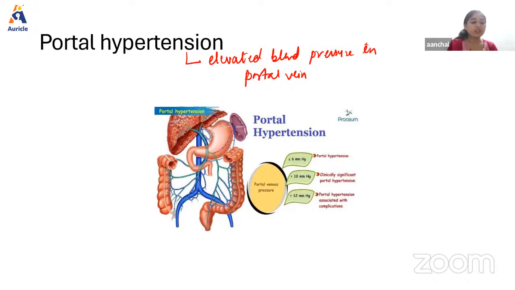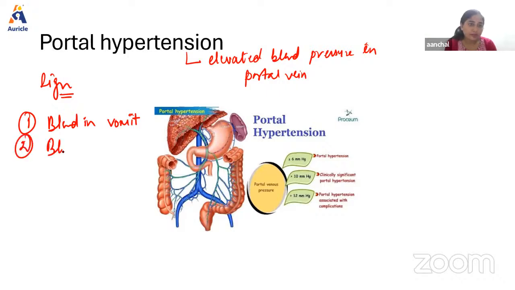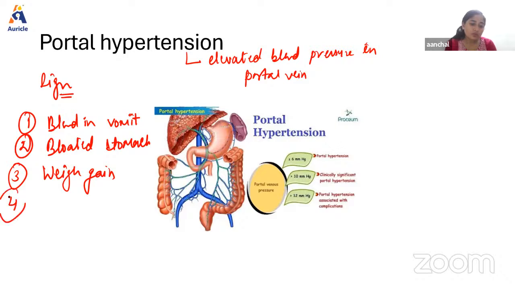Then if we talk about the signs and symptoms, various signs and symptoms are there, like blood in vomiting, bloating of the stomach, weight gain is also another one, pulmonary edema, or we can say swelling inside the lung, and mental confusion. So various signs and symptoms are there.